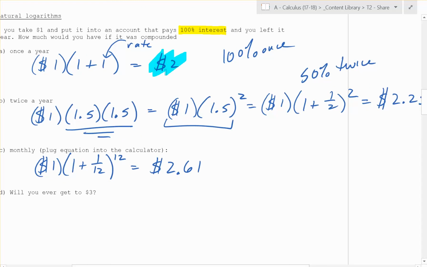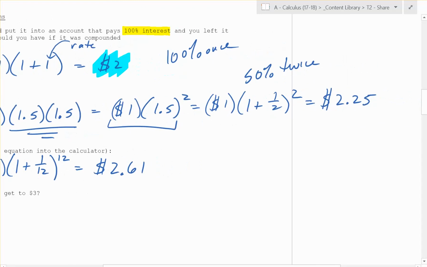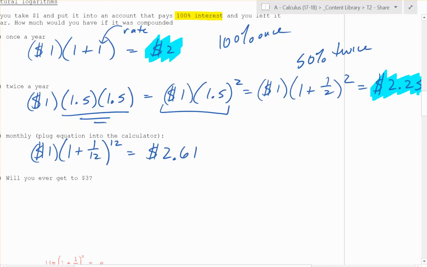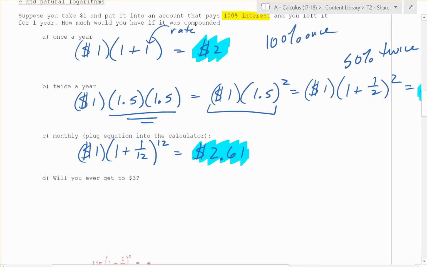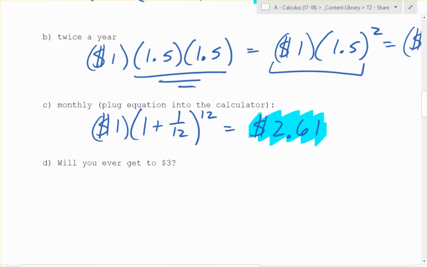We started with $2, which is 100% once, and then we got $2.25 if you did 50% twice. And then if you did 1 over 12, 12 times. Keep in mind, 1 over 12, 12 times is still 100%. And we ended up with 2.61. Will you ever get to $3? Well, let's play around with it a little bit.